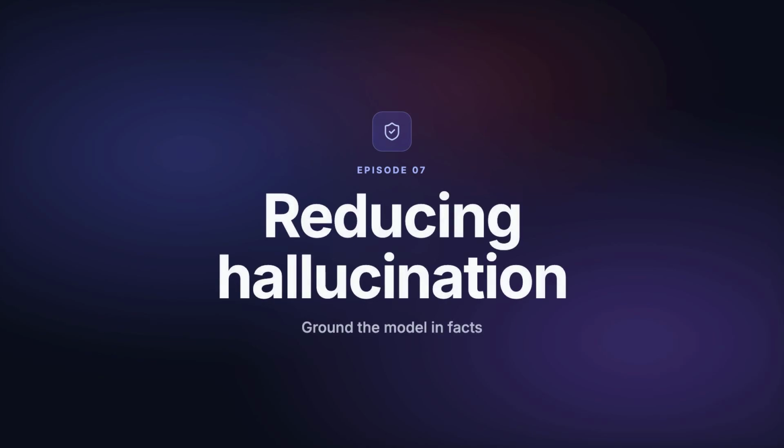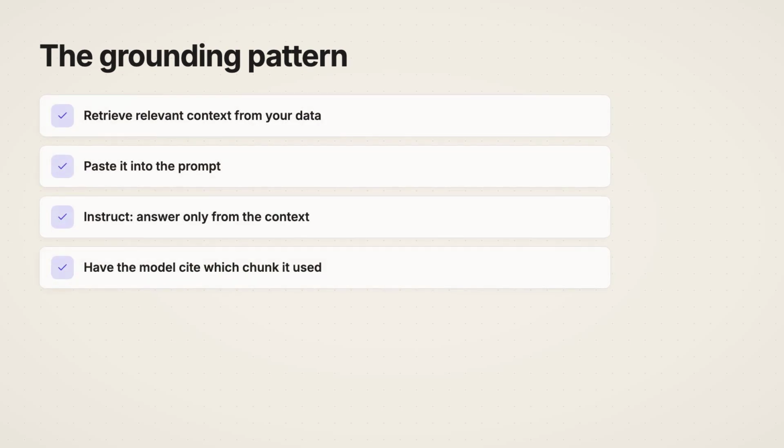Welcome to Episode 7. Hallucination, the model making things up, is mostly a prompt problem. Ground the answer in real text and the model stops inventing. The grounding pattern in 4 steps.